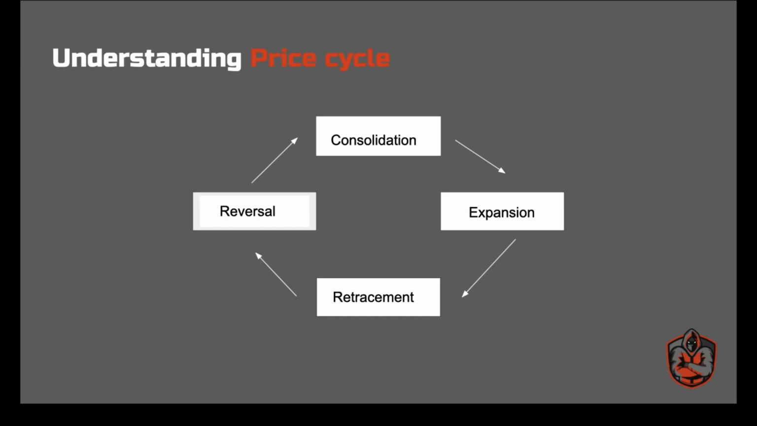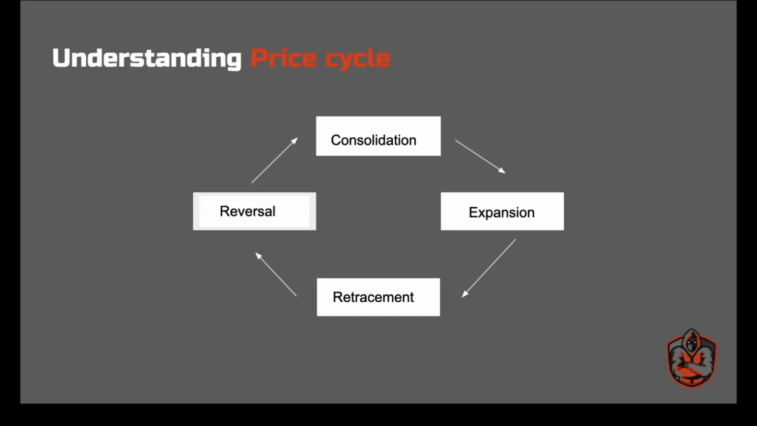Now I want you guys to draw this out, note it down, as it's important, as these are the 4 key phases in price cycle. So we got the consolidation, and then we got the expansion, and then we get the retracement, and then we'll usually get the reversal.